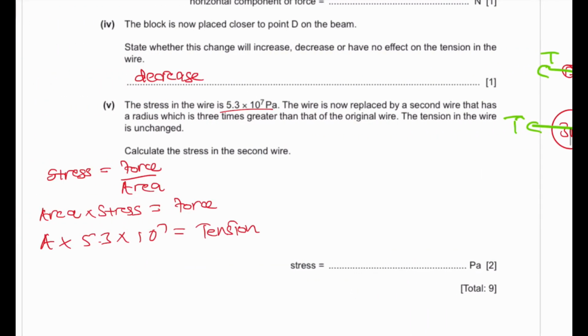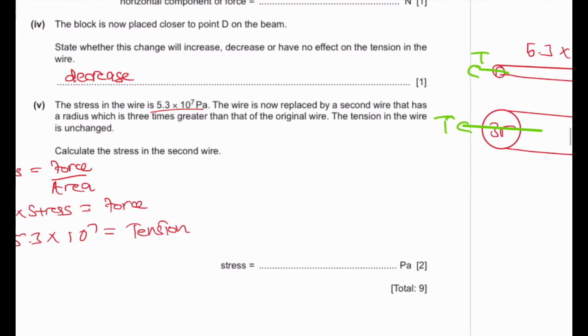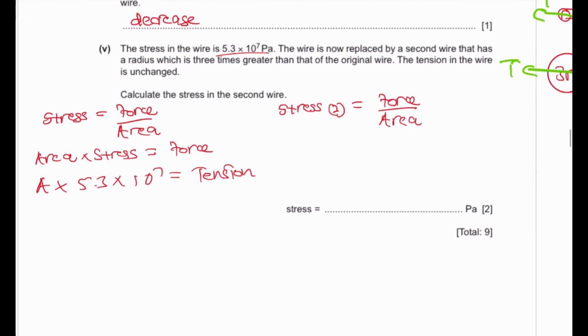So we've been asked to find the stress in the second wire. Let's go on to find it. The stress in the second wire is the force in the second wire divided by the area, right? But what is the area in the second wire?